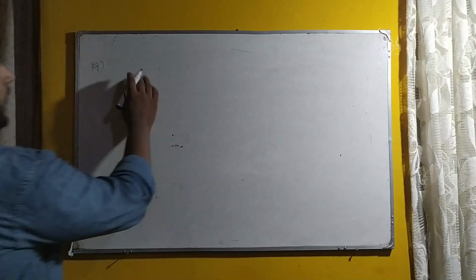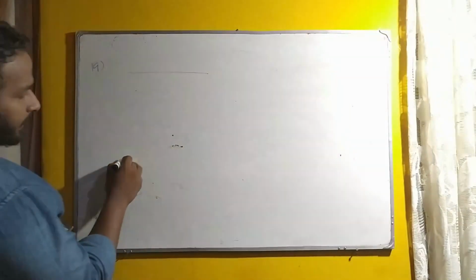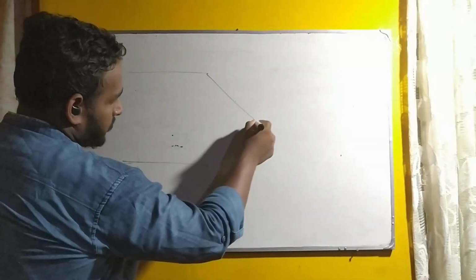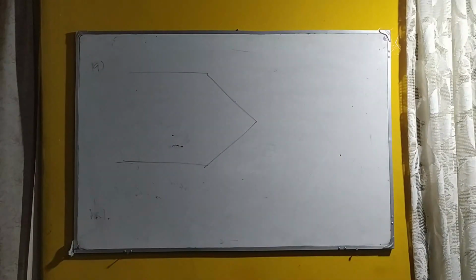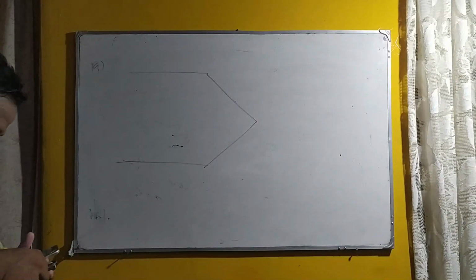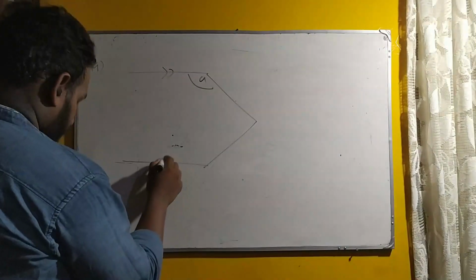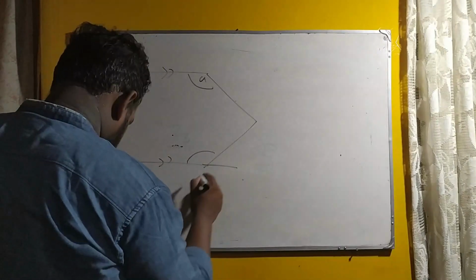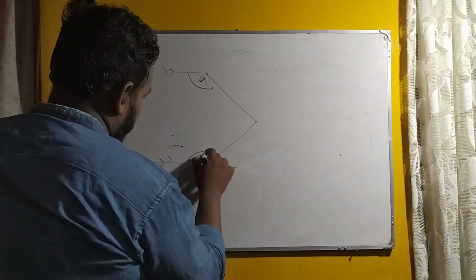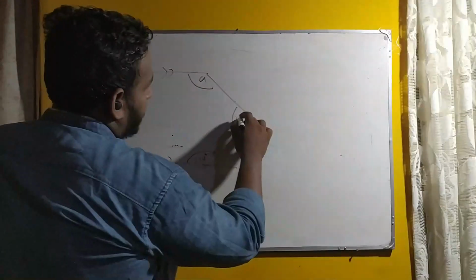In the 19th question, you have to construct something. That means they have given a figure like this, in this figure. This one is A, and this one is 110. This one is 120.